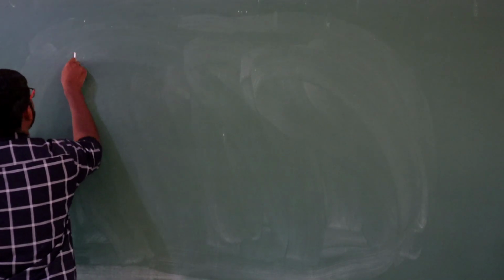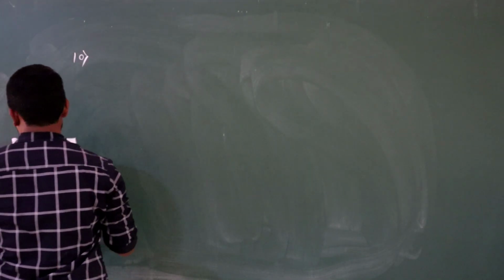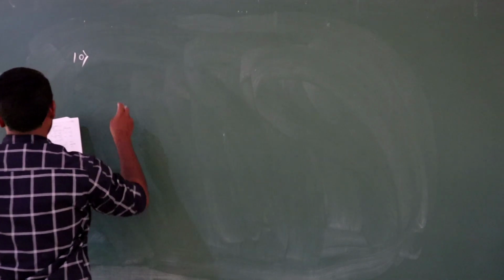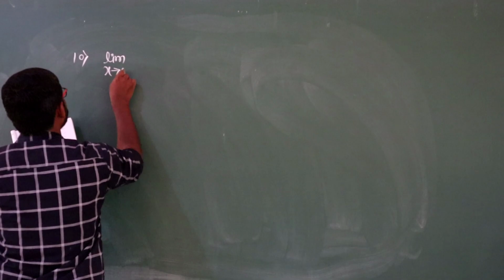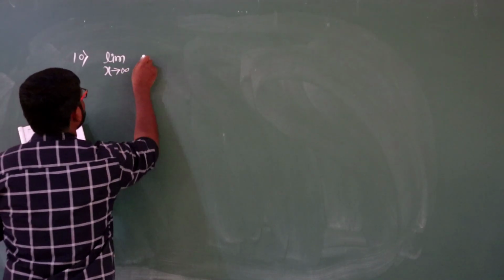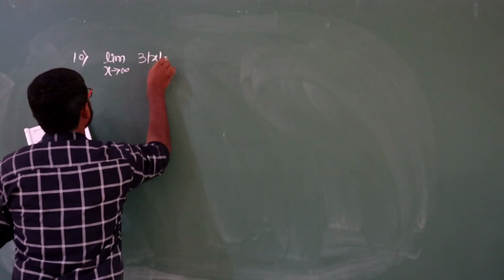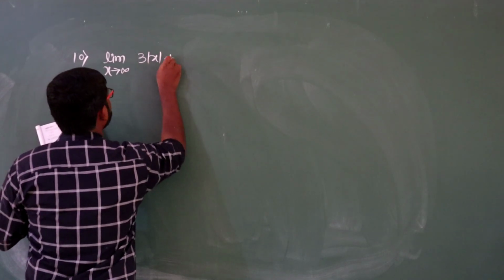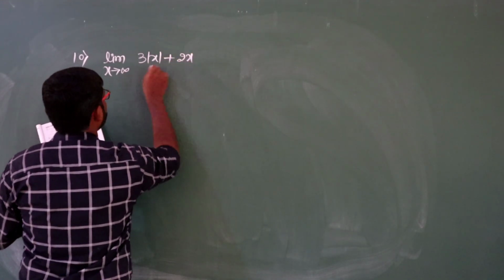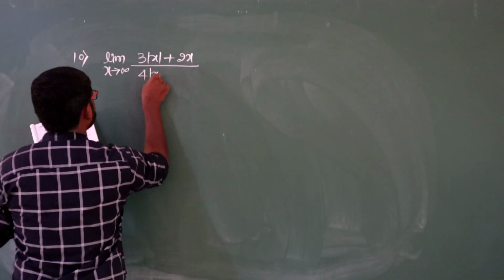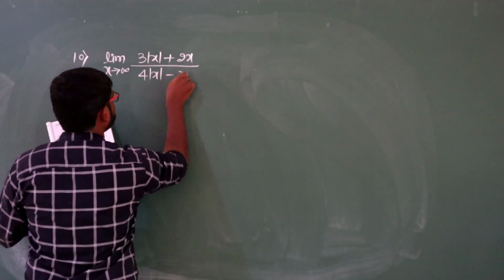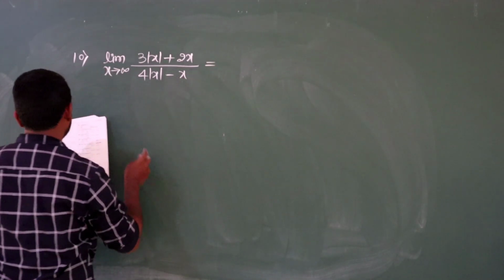Well, question number 10: limit x tends to infinity, (3|x| + 2x) divided by (4|x| - x) equals to, write the four options now.